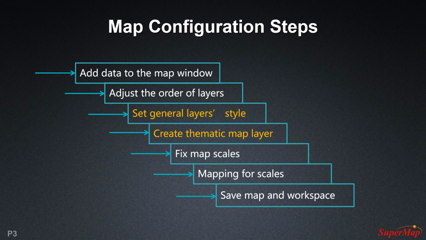The next step is to fix the scales of our map so that we can limit its scale range. We then use mapping for scales to apply conditional viewing to the layers in our map, which means that we define a range according to which our layers are made visible or otherwise. And finally, we save both our map and our workspace. This last step is very important since the map is saved in the workspace, and if we do not save the workspace, the map will not be saved either.